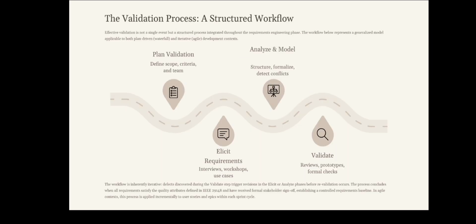Validation process workflow. This slide shows a structured workflow of the validation process. It starts with planning validation activities, followed by eliciting requirements through interviews and discussions. Then, requirements are analyzed and modeled to detect any conflicts. Finally, validation is performed using reviews and prototypes. This process is iterative, meaning it continues until all requirements are accurate and approved.